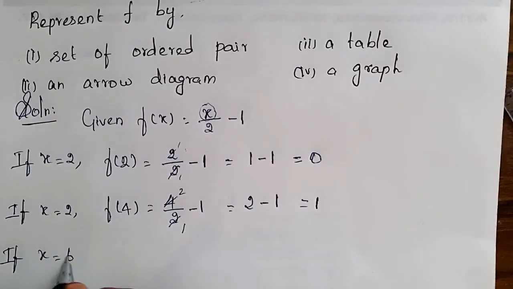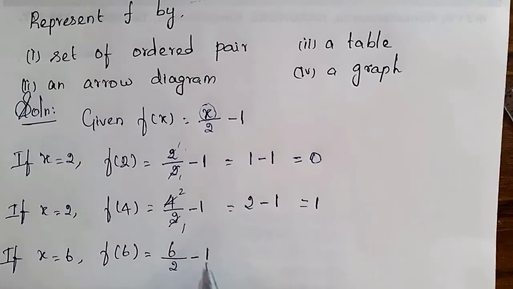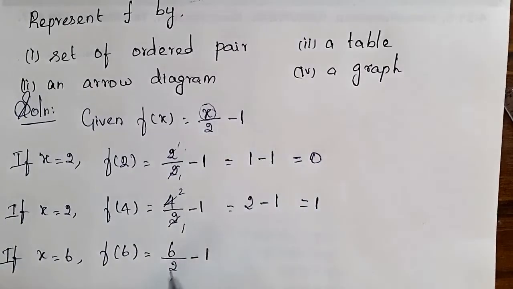If x equal to 6, f of 6 equal to 6 by 2 minus 1. Using the 2 table we can cancel: 1, 2 is 2, 3 times 6. So that is equal to 3. Then minus 1, 3 minus 1 is 2.